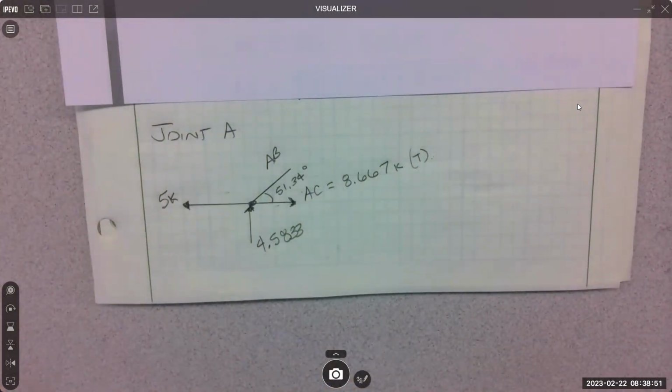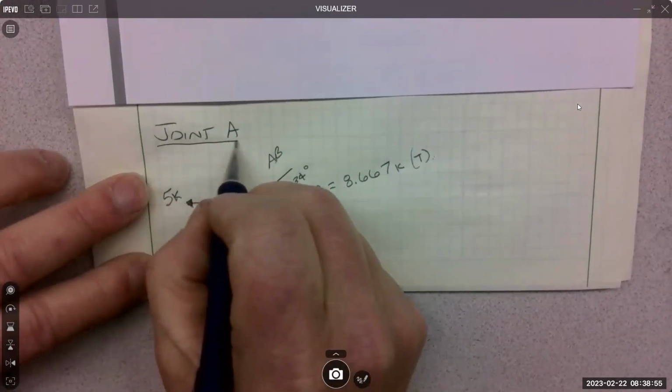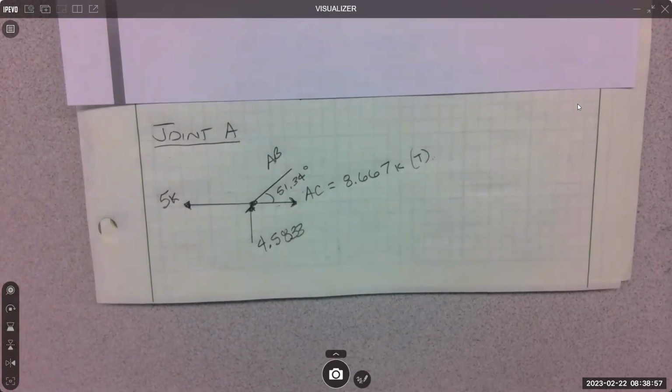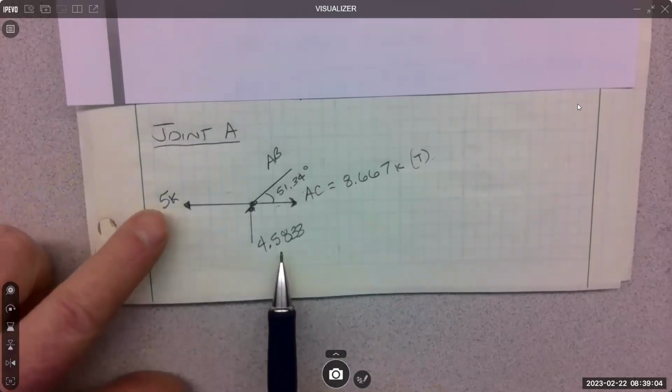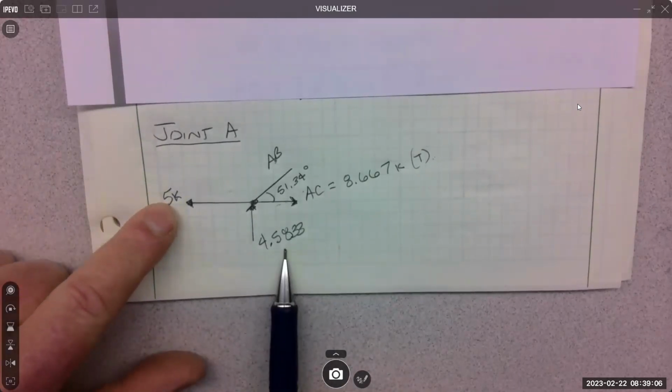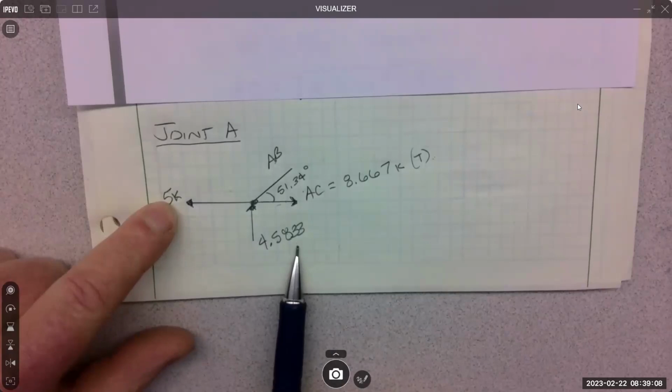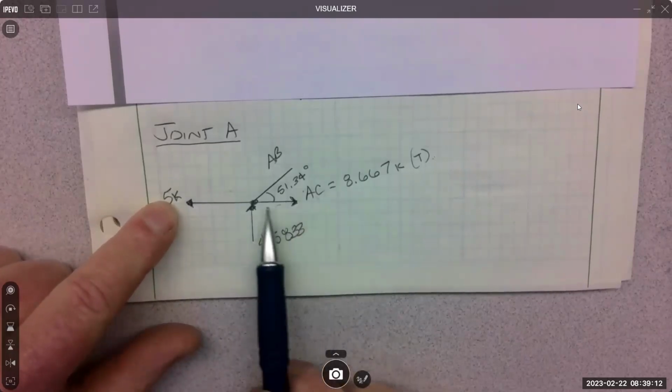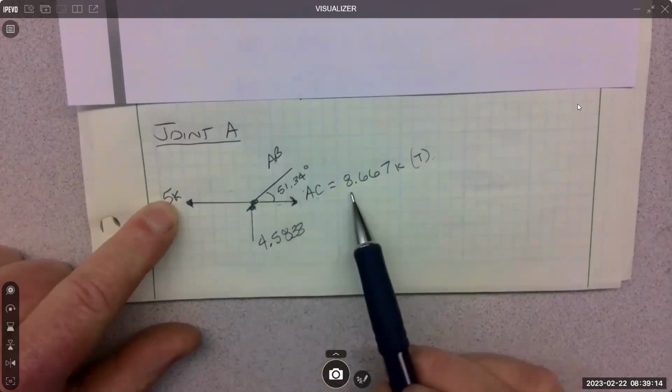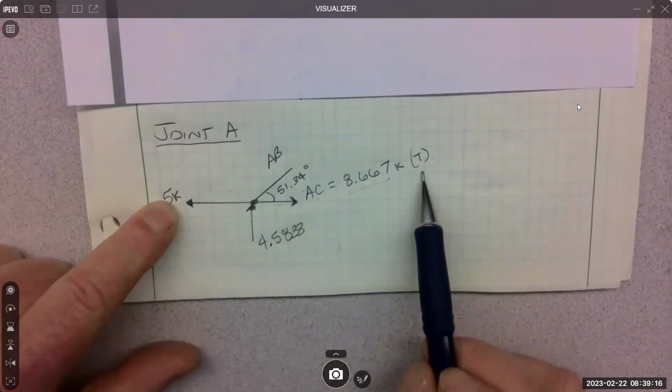Now that joint stands all by itself. We don't look at anything else to solve for AB. Put everything in we know. These two are reactions, remember. So they're not in compression or tension, they're reactions. They're not loads on members. AC is a load on a member. We already calculated that, it's in tension.